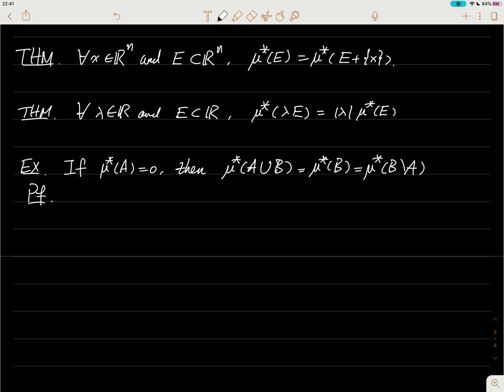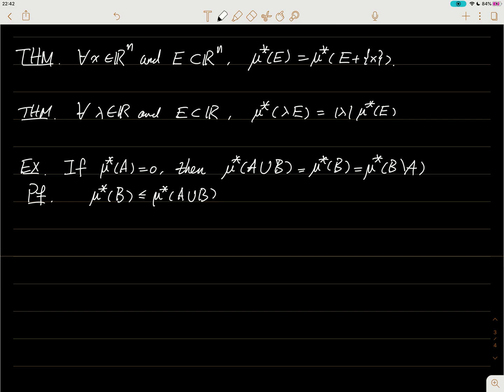you can see that first of all, mu star of B must be less than or equal to mu star of A union B. Okay, the reason is because of the subadditivity. It's because the union of A and B must contain B. So B is a subset of A union B, so the outer measure is also less than or equal to that.